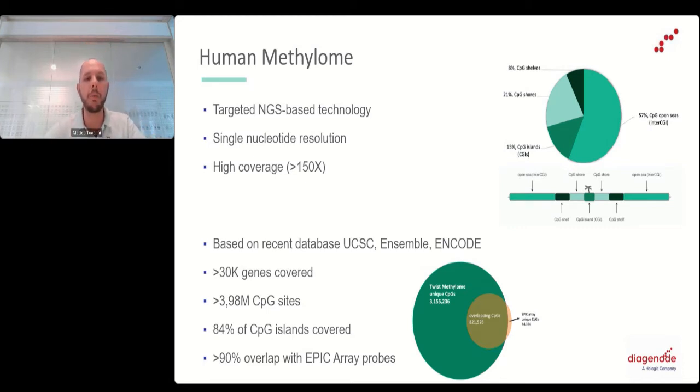How was the Human Methylome Panel designed? This panel was designed by Twist, using recent databases like UCSC, Ensembl, and ENCODE. That panel covers more than 30,000 genes, which are connected to roughly 4 million CpG sites, and those 4 million CpG sites cover more than 80% of the CpG islands in the human genome. And very interestingly, the Human Methylome Panel overlaps by more than 90% with the probes of the EPIC array.